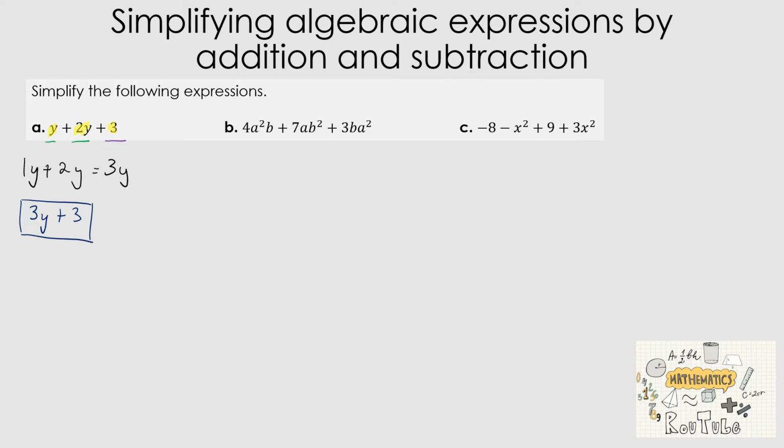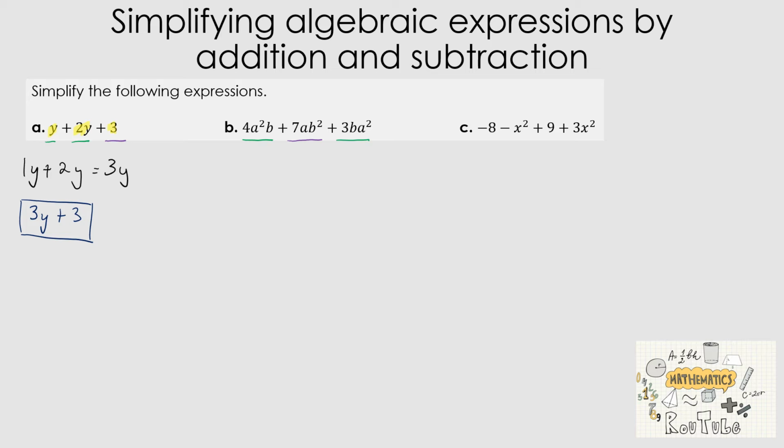Moving on to the second question, question B. So 4a squared b plus 7ab squared plus 3ba squared. Now this one can get a little bit tricky because there's a's and b's everywhere and squareds everywhere. But go with the same idea that we spoke about previously, same variables, and the variables have to be raised to the same power. Hopefully you can identify the first term, which is 4a squared b, and the third term, which is 3ba squared, are like, which then leaves that middle term as not being a like term.